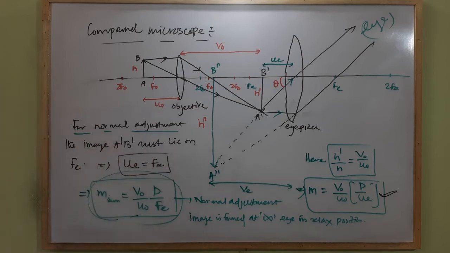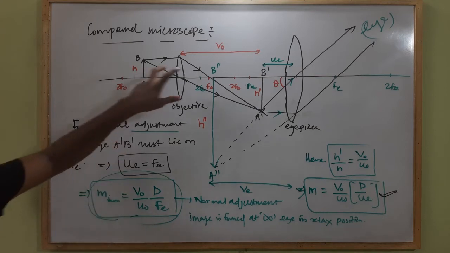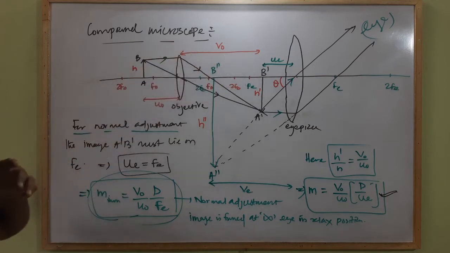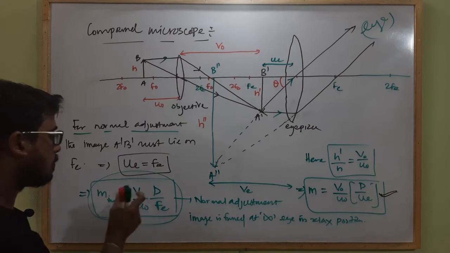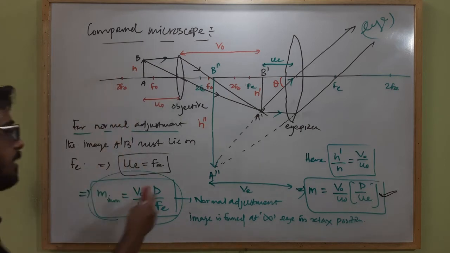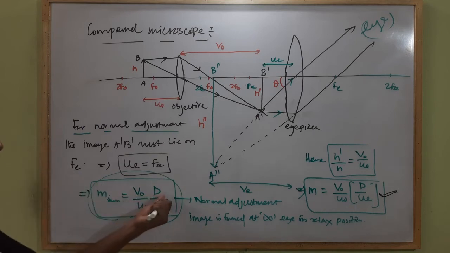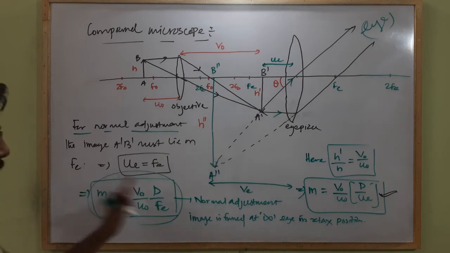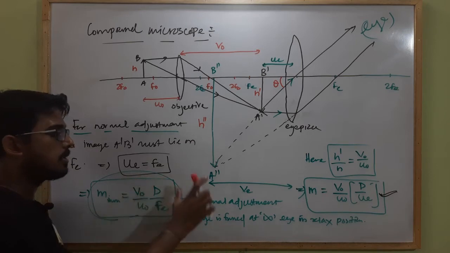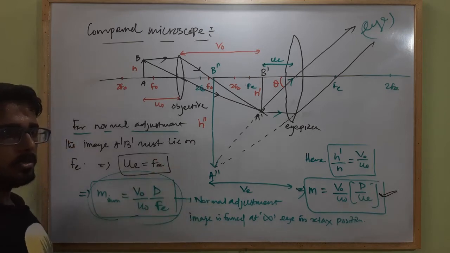This is the value of minimum magnification obtained by a compound microscope, where FE is the focal length of the eyepiece, V naught is the image distance with respect to the objective, U naught is the object distance with respect to the objective, and D is the least distance of distinct vision of the observer, which in general is taken as 25 centimeter. Clear? So this is the minimum magnification obtained by a compound microscope.